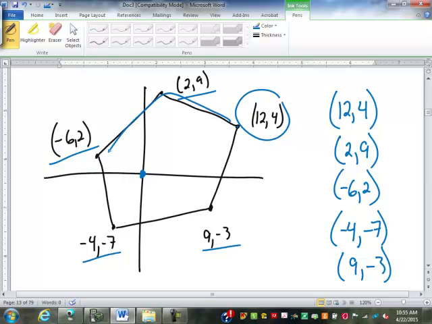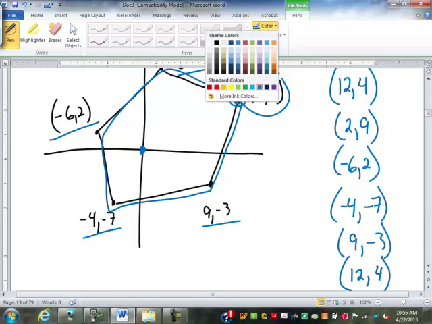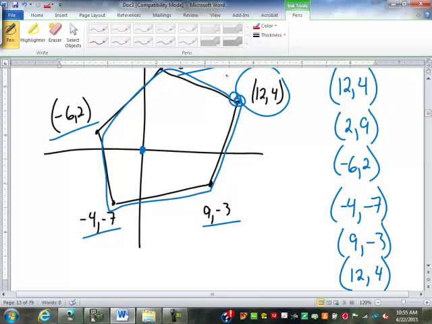Now this part's important. At this point, we have gone to every corner of the figure, but we have not gone around the whole shape. What do we have to do to finish it off? We have to go back to where we started. So we have to repeat that starting point again, 12, 4. It's called closing the loop. You have to get back to where you started. So that first point is going to be at the top of the list and at the bottom of the list.